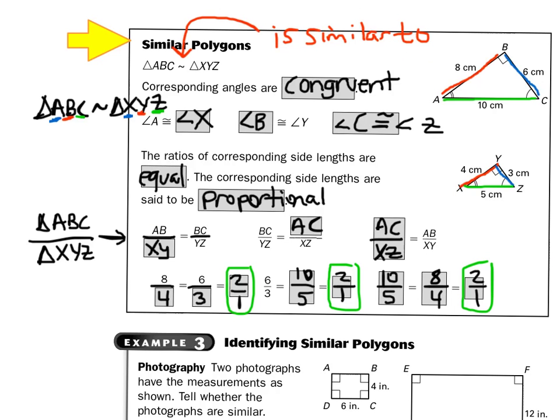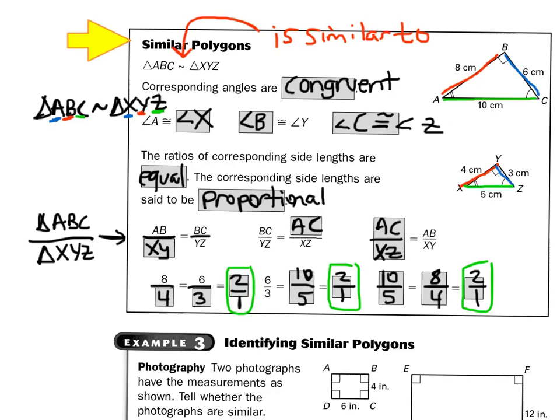Okay, take a look at similar polygons. And notice this. See this little wave right here? That means is similar to. So notice how these shapes are not exactly the same. When they're similar, that means they have the same shape, but they're different sizes. All right? So obviously triangle XYZ looks smaller than triangle ABC.